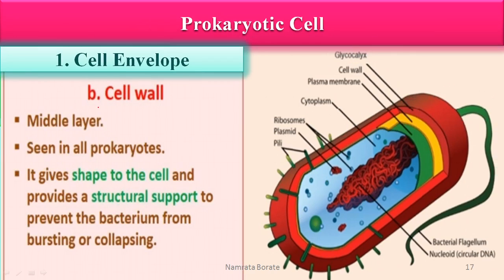The second component we see is the cell wall. The cell wall is the second layer, made up of peptidoglycan or murein in eubacteria, and in the case of archaebacteria, it consists of pseudopeptidoglycan. The cell wall gives shape to the cell and provides structural support to prevent the bacterium from bursting or collapsing.